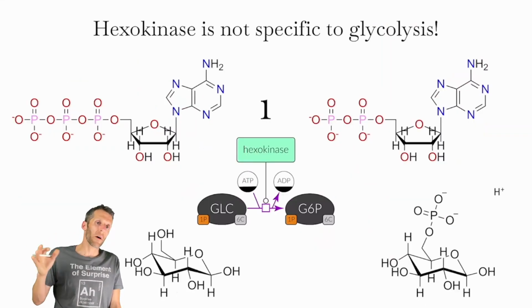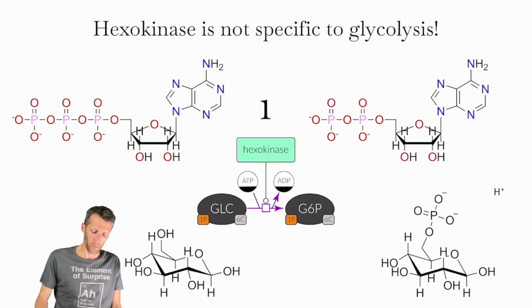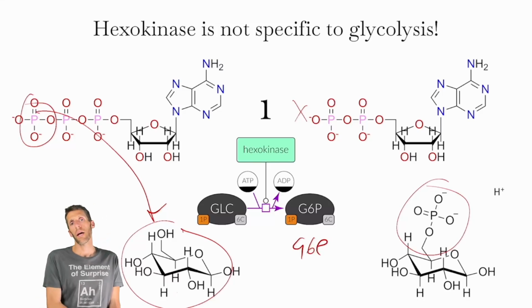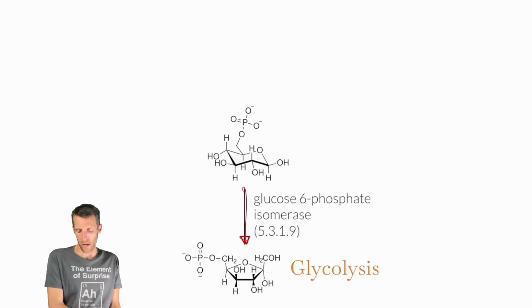Let's actually talk about this with respect to glycolysis itself. One of the things about hexokinase is, although it is slow and it's important, it's also not specific to glycolysis. The reaction it's catalyzing is we're taking a glucose and a phosphate, and we're sticking it onto the 6th position. So we're making this G6P. And so glucose 6-phosphate can be used for glycolysis. In fact, this is the glycolysis step we've talked about. It goes on to become fructose 6-phosphate.